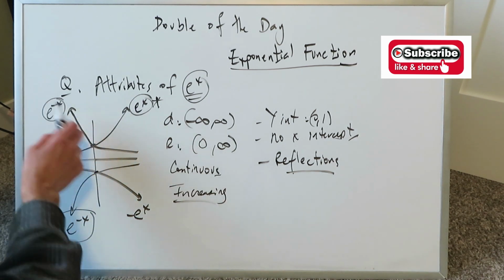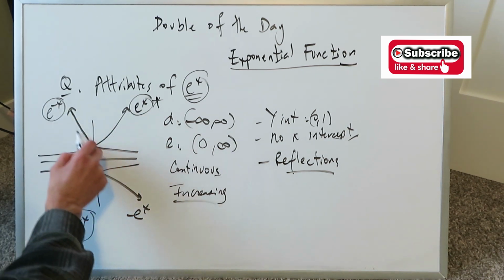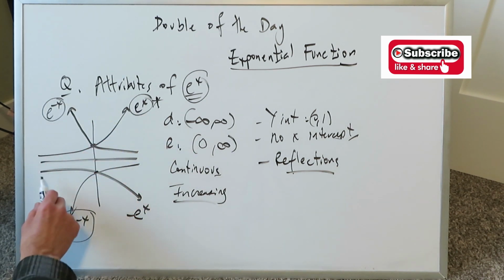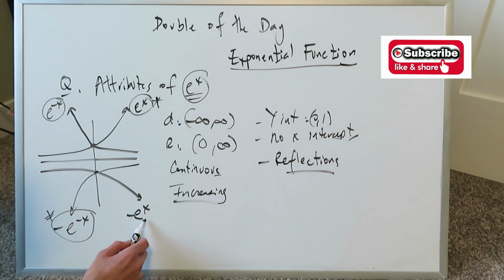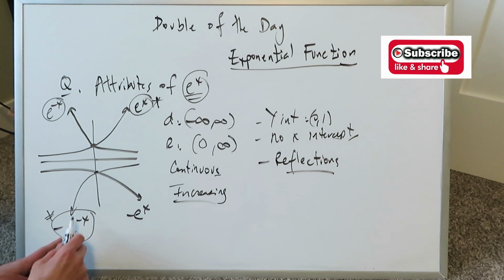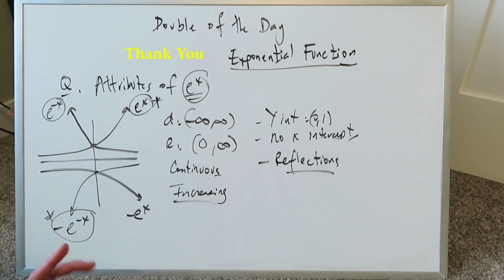These are all important reflections to know: e to the x, e to the minus x across the y-axis, minus e to the x across the x-axis, and then minus e to the minus x, a reflection across both the x and y-axis. With that, I bring this video on the exponential function to a close.